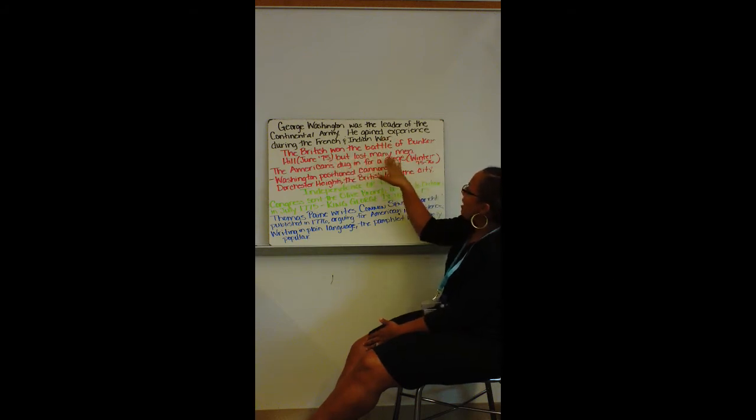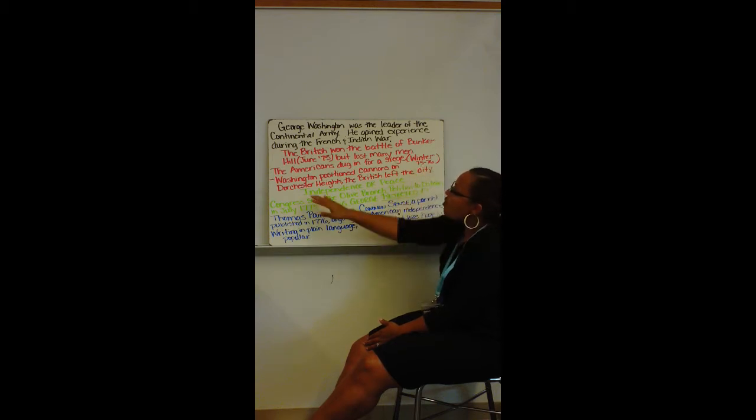The British won the Battle of Bunker Hill in June of 1775, but lost many men. The Americans dug in for a siege in the winter of 1775 to 1776. Washington is going to position his cannons on Dorchester Heights. The British will eventually leave the city because he has cannons positioned on it.